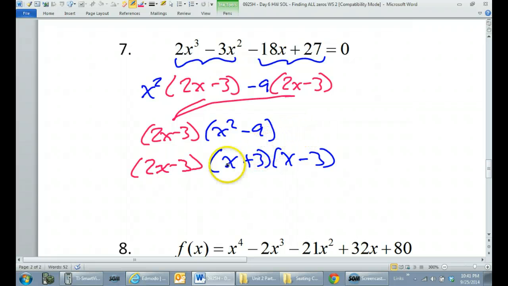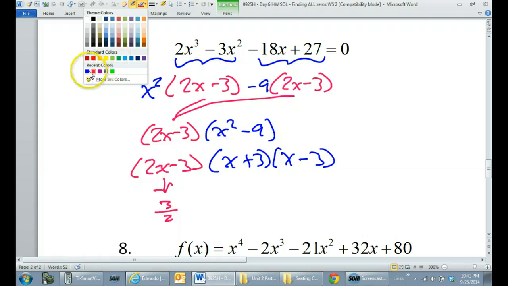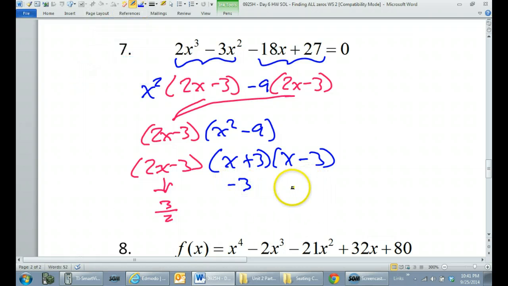Okay, so I really didn't need synthetic or a calculator, and there I factored this completely. And then as far as the zeros, I'm going to get 3 over 2 from this, and I'm going to get negative 3 and positive 3 from those. So that's really the quickest way to do it if you're comfortable with grouping.